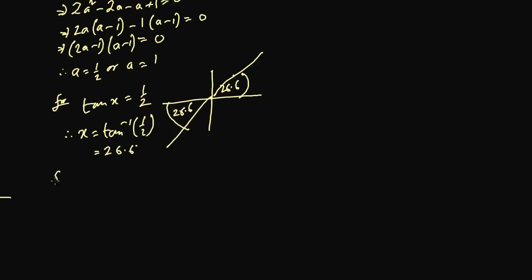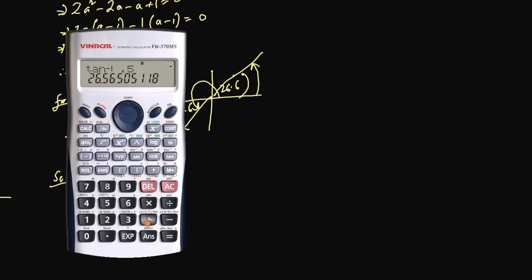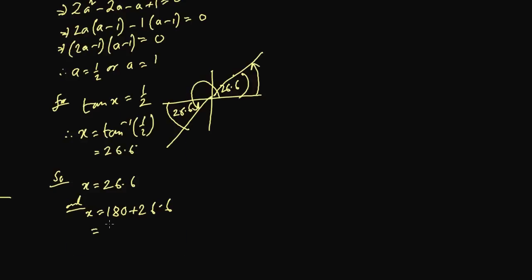Now the angle, so x equals the first quadrant, the angle is the same as the basic angle, 26.6, and x equals 180 degree plus 26.6, which would be 206.6. So this angle would be 206.6. The sum is not done yet because we have another part where we have tan x equals 1.